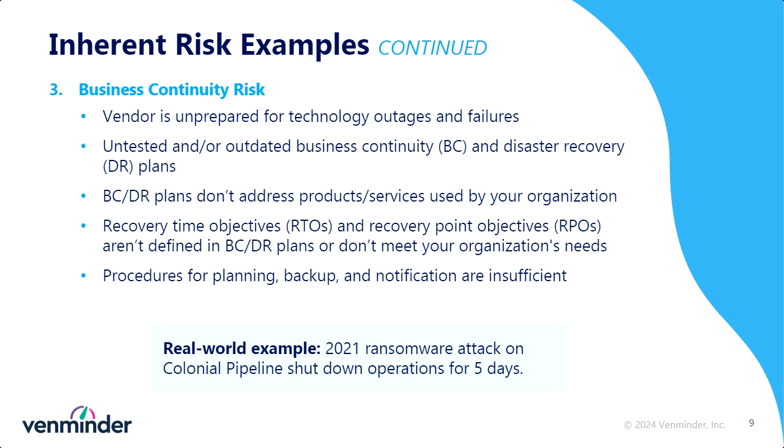The next inherent risk is business continuity risk, which can occur when an external event prevents the vendor from conducting business as usual, which then impacts your organization or customers. Some examples shown here would be a vendor that isn't prepared for technology outages and failures, or a vendor that hasn't tested its business continuity and disaster recovery plans. Even if a vendor has these plans in place, that doesn't say anything about whether those plans are effective.